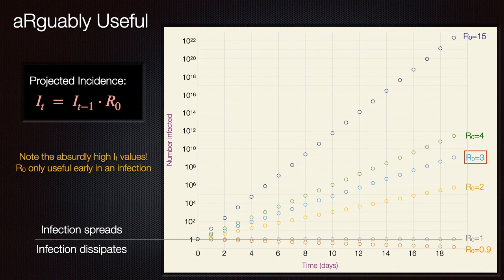I've also plotted various other R0 values. These come from estimates of R for actual infections. R0 of 3 corresponds roughly to what we consider COVID's R0 to be. R0 of 15 is more similar to what measles is.